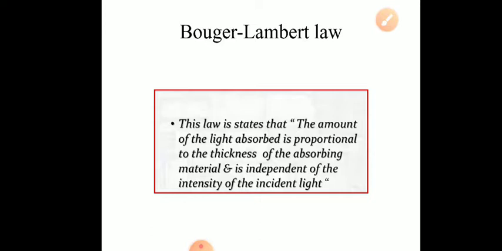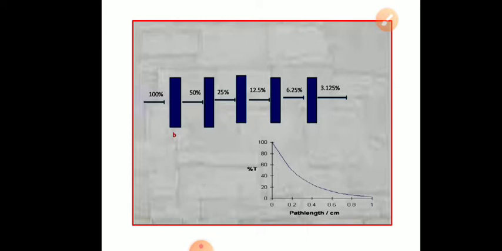Now, what does the first law, the Bouguer-Lambert law, say? The law states that the amount of light absorbed by a substance is proportional to the thickness of the absorbing material, and it is independent of the intensity of the incident light. That means the amount of light absorbed depends upon the thickness of the absorbing material.